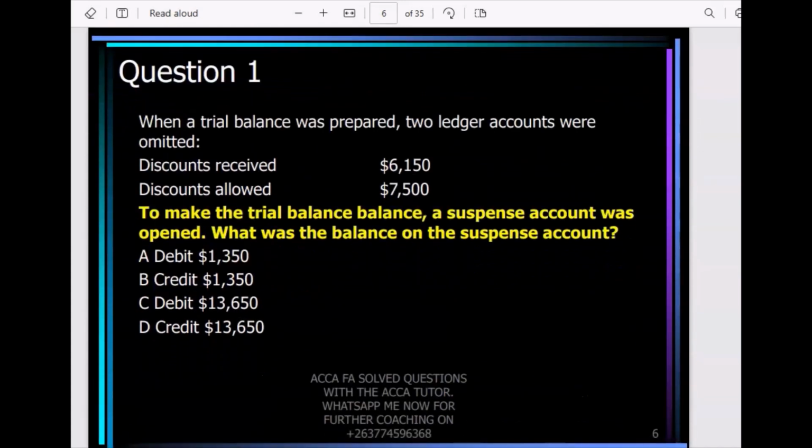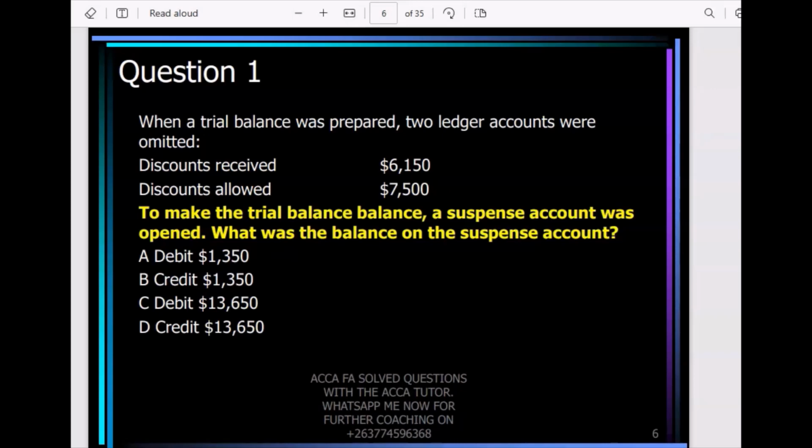Ladies and gentlemen, this is our first question. When a trial balance was prepared, two ledger accounts were omitted: discounts received 6,150, and discounts allowed 7,500. To make the trial balance agree, a suspense account was opened. What was the balance on the suspense account?